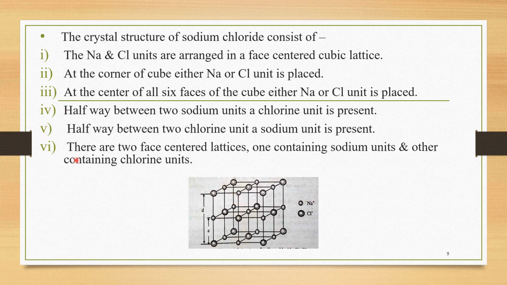And at the last, the 6th point is, there are two face-centered lattices, one containing sodium units and the other containing chlorine units. So in this crystal structure of NaCl, there are two face-centered lattices. One consists of sodium units at the center, while the other consists of chlorine units at the center. So in this crystal structure of NaCl, there is an alternate arrangement of sodium and chlorine units, and that's why we can say that this crystal structure is of the type face-centered cubic lattice consisting of Na plus and Cl minus ions.